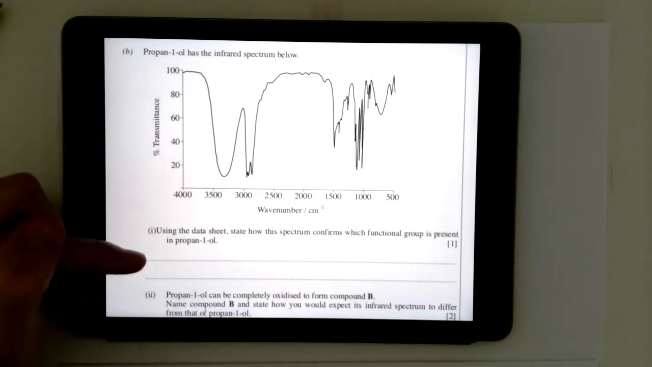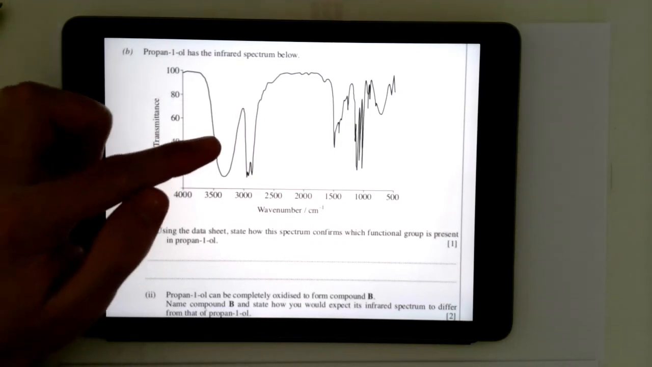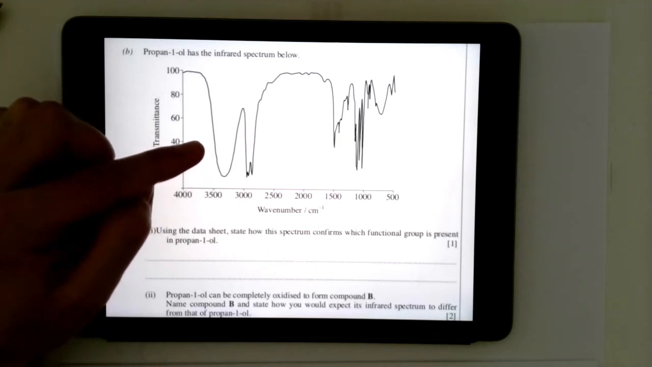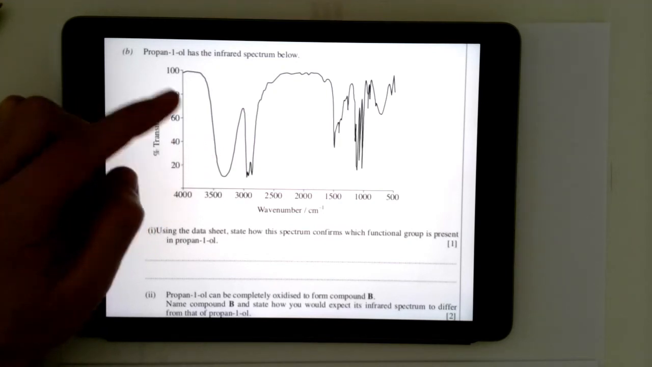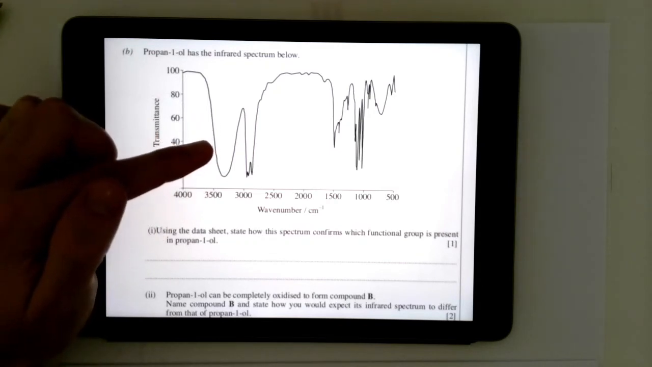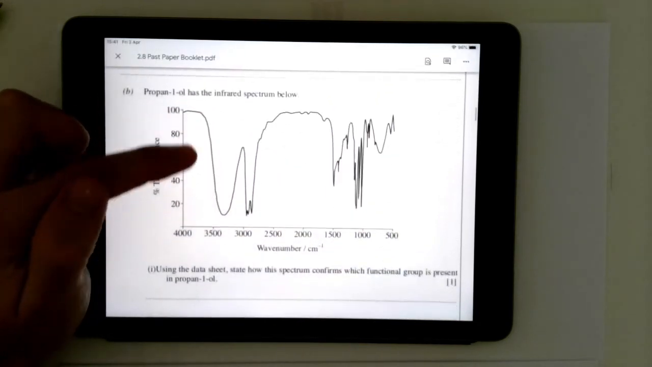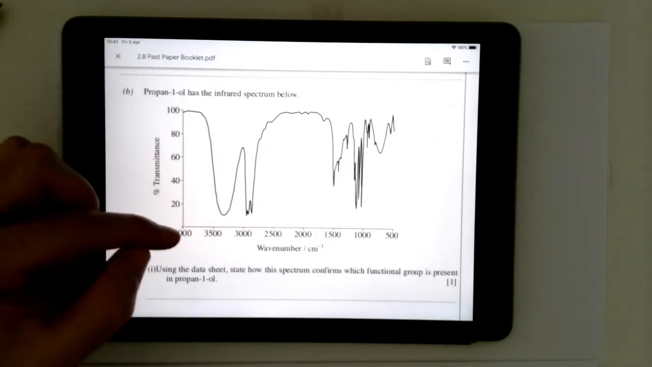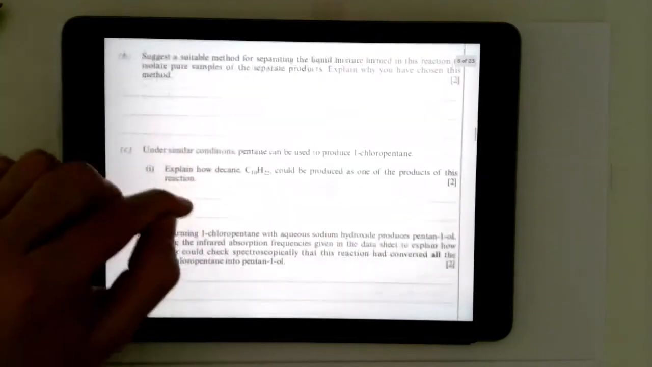So you'd want to say in this question, peak between 3,200 and 3,500 indicates the presence of an OH bond and therefore an OH functional group. So that's one particular question. I think I found another one later on.